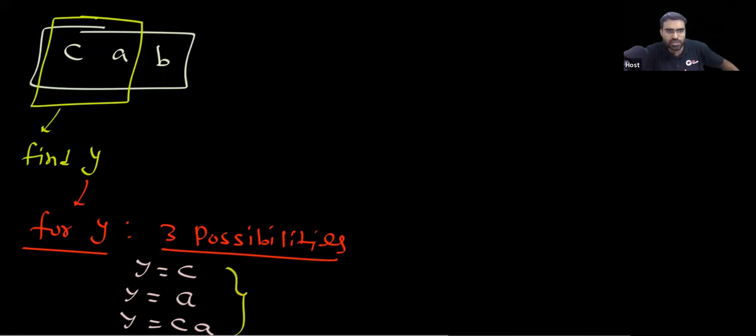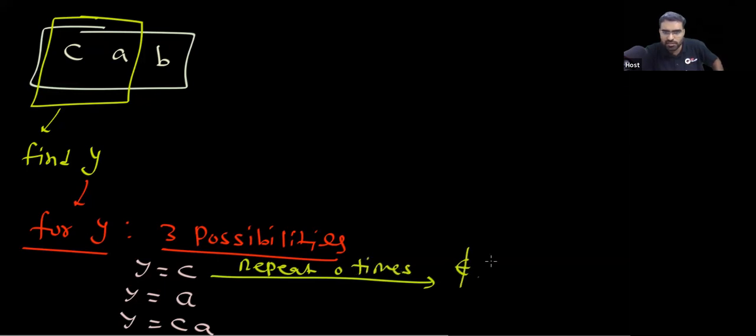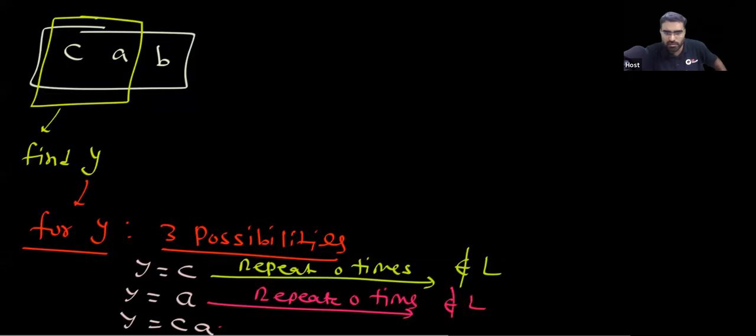If you repeat any of them 0 times, then the result will not belong to L. You can easily notice, if you repeat this also 0 times, then this will also not belong to L. And if you repeat this one 0 times, then the result will not belong to L. So did you notice there is no such y? Yes or no?